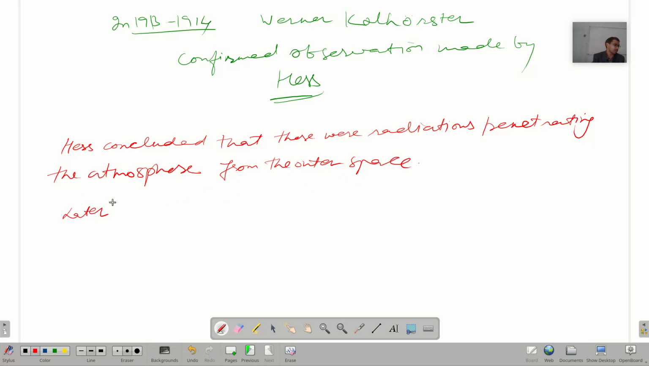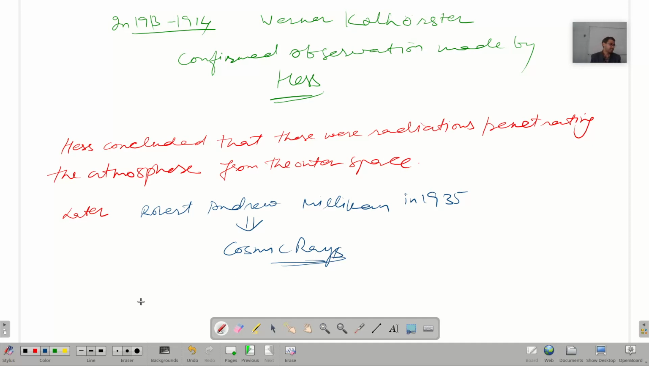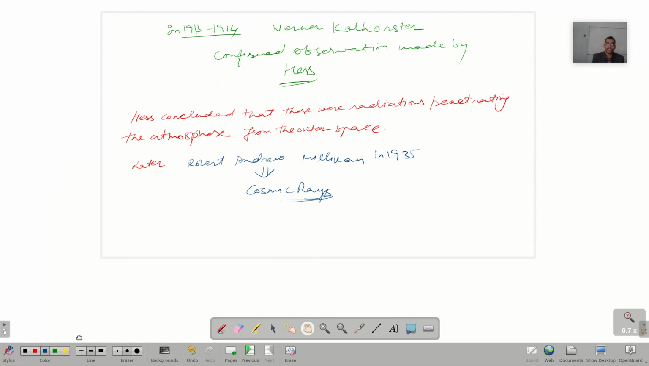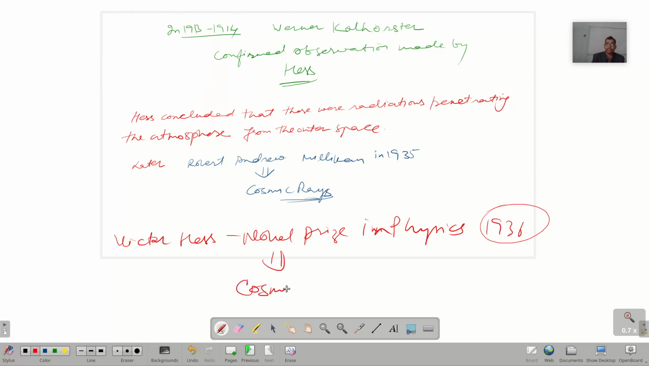And later, Robert Andrews Millikan, in 1935, called these radiations cosmic rays. And Hess got the Nobel Prize in physics in 1936 for the discovery of cosmic rays, right?